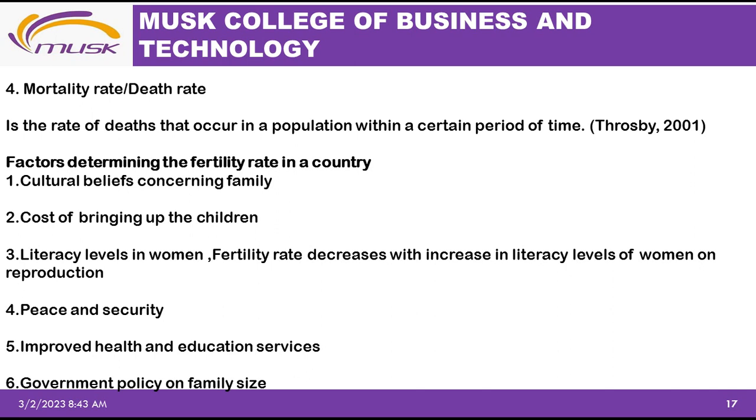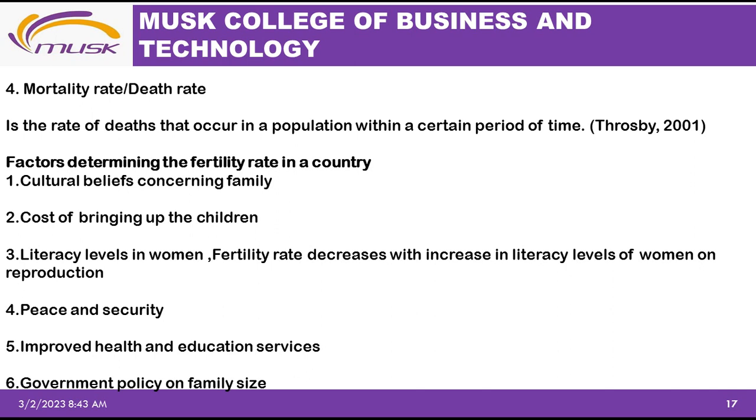The other one is the literacy levels in women. Fertility rate decreases with increase in literacy levels of women, on reproduction. You have also had the information about the career women. Somebody is a career woman, so they may not have a lot of time for the kids, or they will have time for maybe bearing one kid, and also with literacy levels around family planning methods and what we can be able to do. That will also determine the number of kids that individuals are going to have.